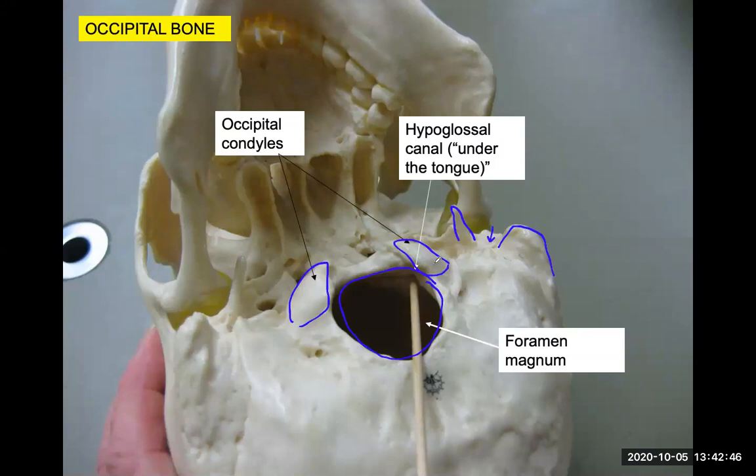Now, if you go underneath the occipital condyles, you should see two little holes, which is basically where this wooden stick is passing through right here. This hole right here is referred to as the hypoglossal canal. And basically, it's going to go under the tongue.